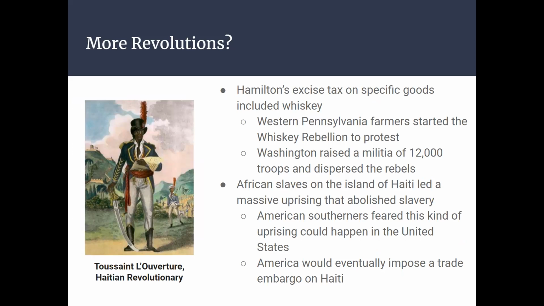We talked before about Hamilton's excise taxes. He does put a tax on whiskey. One place in America that distills a lot of whiskey is Western Pennsylvania. They got so upset by this tax on whiskey that they decided to rebel in protest of the new tax. They were going to rebel and go after the state government and, I don't know, kill people and burn things down. Washington was able to raise a militia of 12,000 troops, and just the idea of this would disperse the rebels.